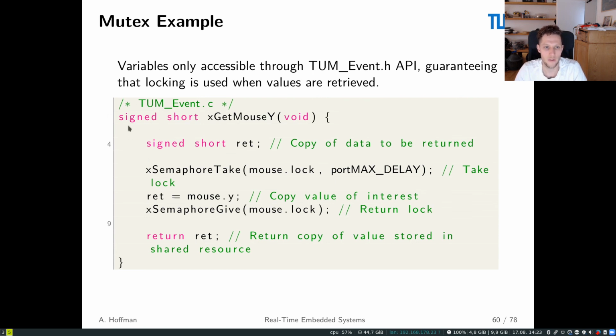This is returned from the function, as we know that the stack will return one value. So we'll create the value that we want to return from the function. We'll then take the lock, essentially also delaying forever. So we want to take the lock that's locking the mouse. We'll then set the return variable, that's returned from the function, to have the value of the Y. And because now we've finished the reading, this line is the only line that actually uses this mouse.y, or the mouse structure. We'll give the lock back, and then we'll return the copy in this ret here. So this is how you can use a lock. And so we'll see this now, if I do a quick example showing how mutexes and semaphores are really used in the FreeRTOS API.